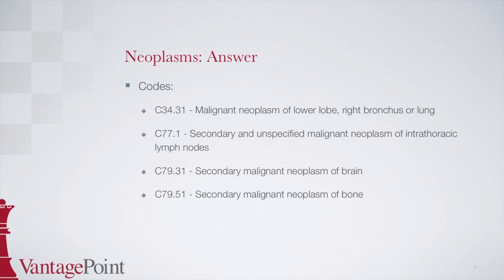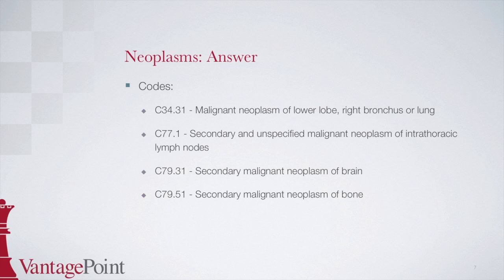The code for the metastasis to the brain is C79.31. This code was located by going to the neoplasm table and looking for brain. C79.31 is in the column for malignant secondary. I confirmed this code in the tabular.